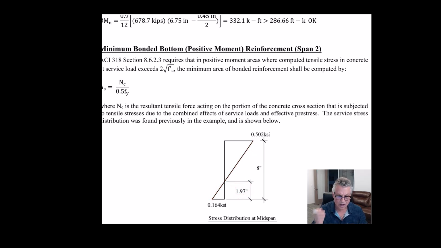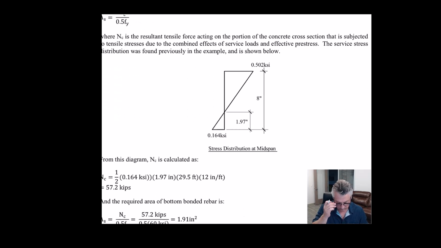So this is how NC is calculated, and you need to know the top stress and the bottom stress when you have exceeded 2 squared F prime C on the bottom. So N sub C is really just this area of stress multiplied by the tributary width, that 29'6". So that's what we're going to calculate. It's a relatively simple calculation. I would say a lot of people don't understand how to do it though, but once you do, it's pretty simple. This area is 1/2 0.164 times 1.97.